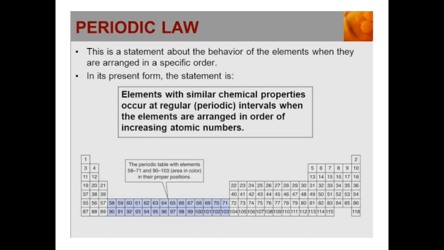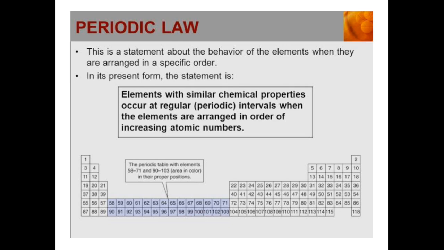The periodic law states that elements with similar chemical properties occur at regular or periodic intervals when the elements are arranged in order of increasing atomic number. To put it another way, the modern periodic law states that the properties of elements are a periodic function of their atomic number.